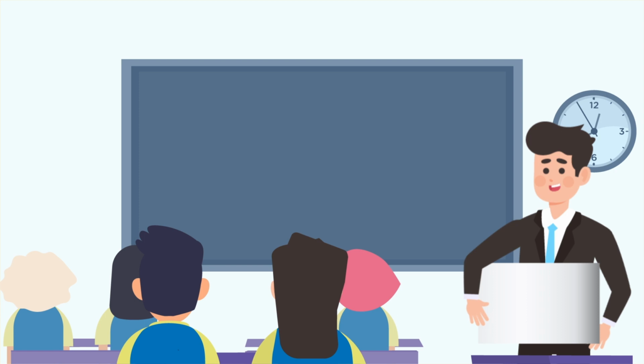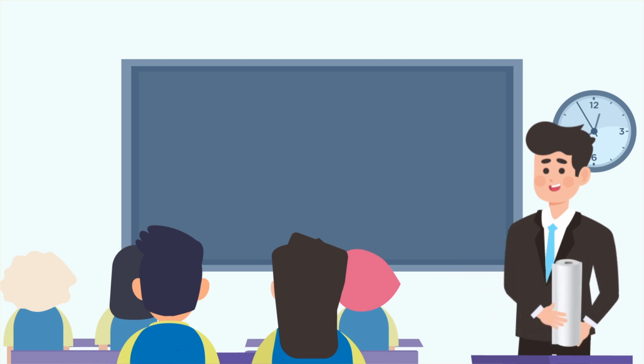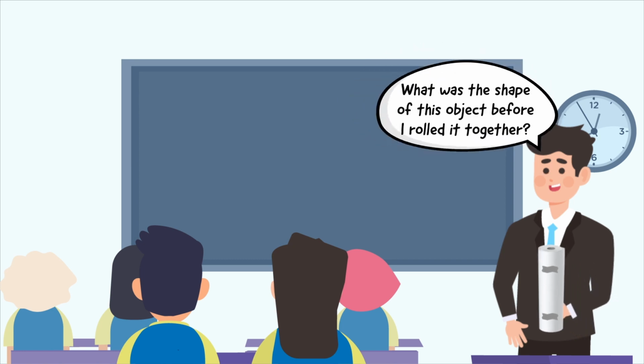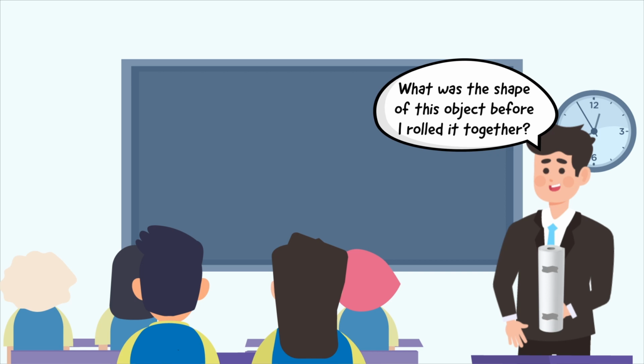Moving on, we will now demonstrate the cylindrical shape. For this, hold the sheet of paper in front of the students, roll it together breadthwise, and stick the two edges together with a sellotape. Now, hold it before the students and ask them, "What was the shape of this object before I rolled it together?" Possible response could be rectangular.